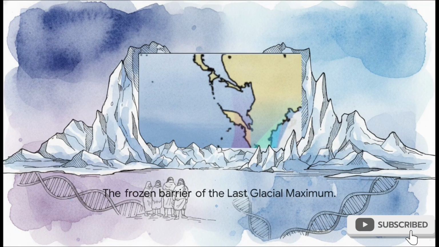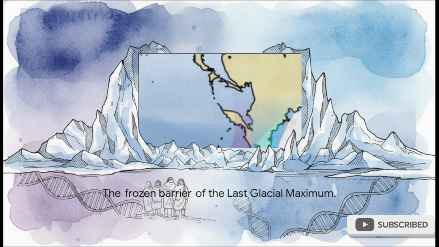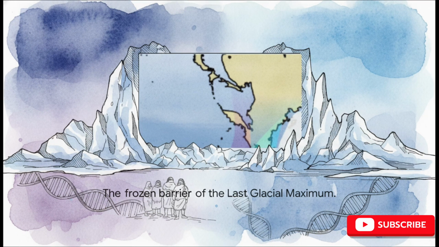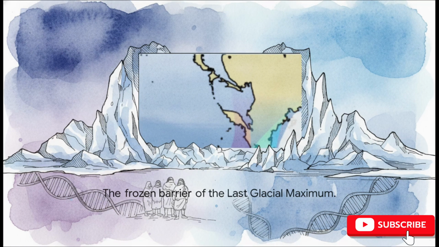We're talking about an impenetrable frozen barrier formed when the Cordilleran and Laurentide ice sheets coalesced east of the Rocky Mountains. It completely blocked human migration from the Beringia land bridge down into the North American interior. There was literally no way through.